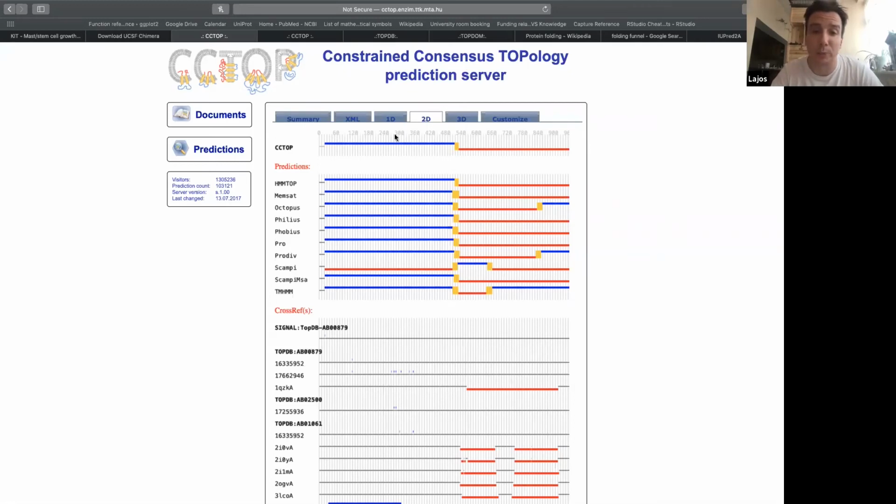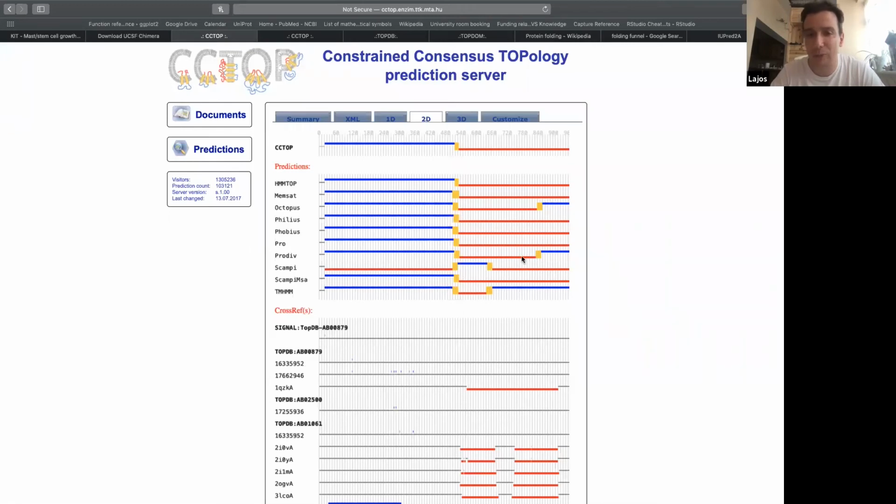And CC-top is actually predicting the topology well. There is a short signal peptide in the beginning, that's the small gray part. There is an intercellular part with blue, transmembrane region 1 in the middle, and then a red extracellular part. But here are all the other different transmembrane predictors. They all predict the same transmembrane region, so that's okay.